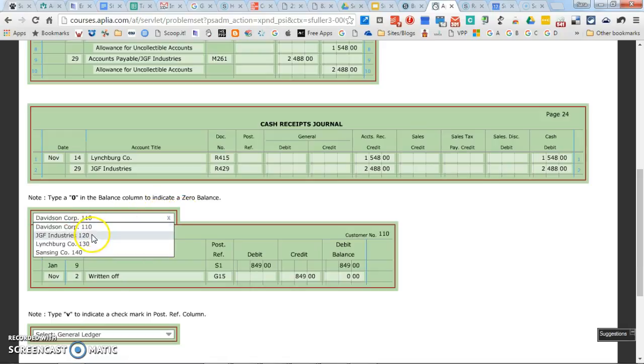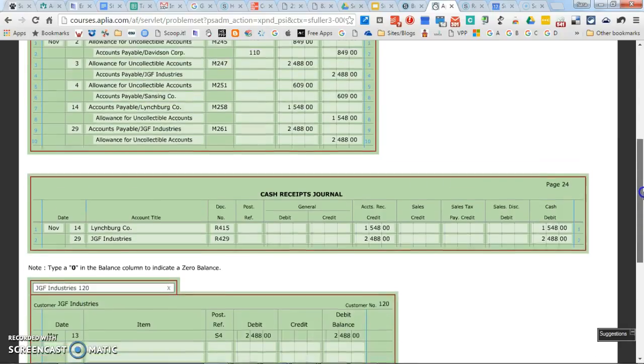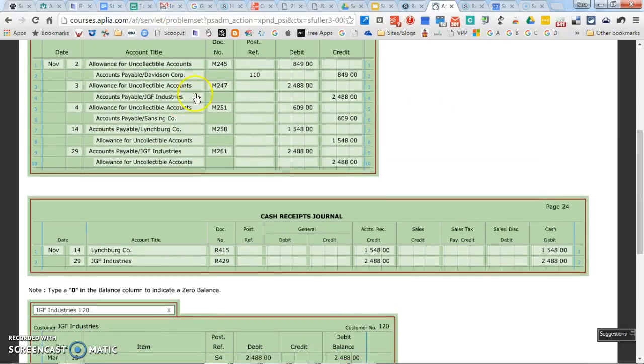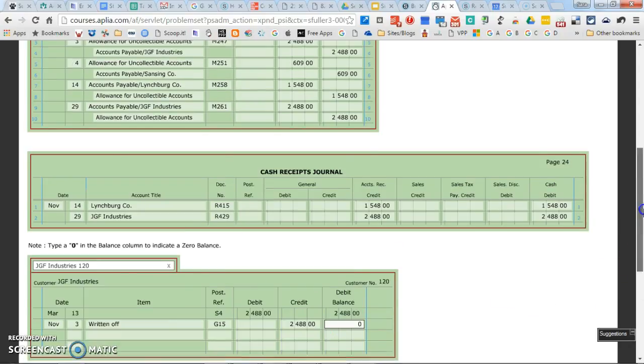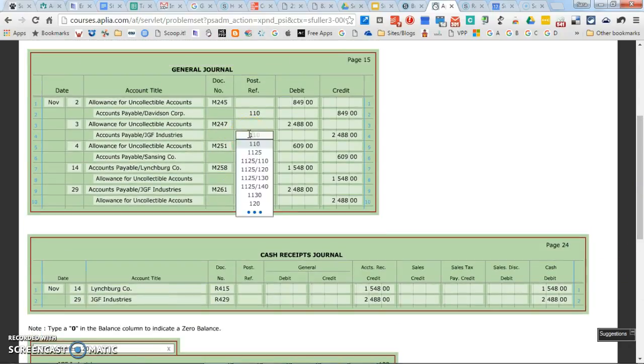That one's done. Then we'll go to JGF Industries. And we see that one here, so November 3rd. For item, we will again have written off. Post reference is the same as before, so G15 is a credit of $2,488, balance of 0. And I'm going to go up and do my post reference, 120.